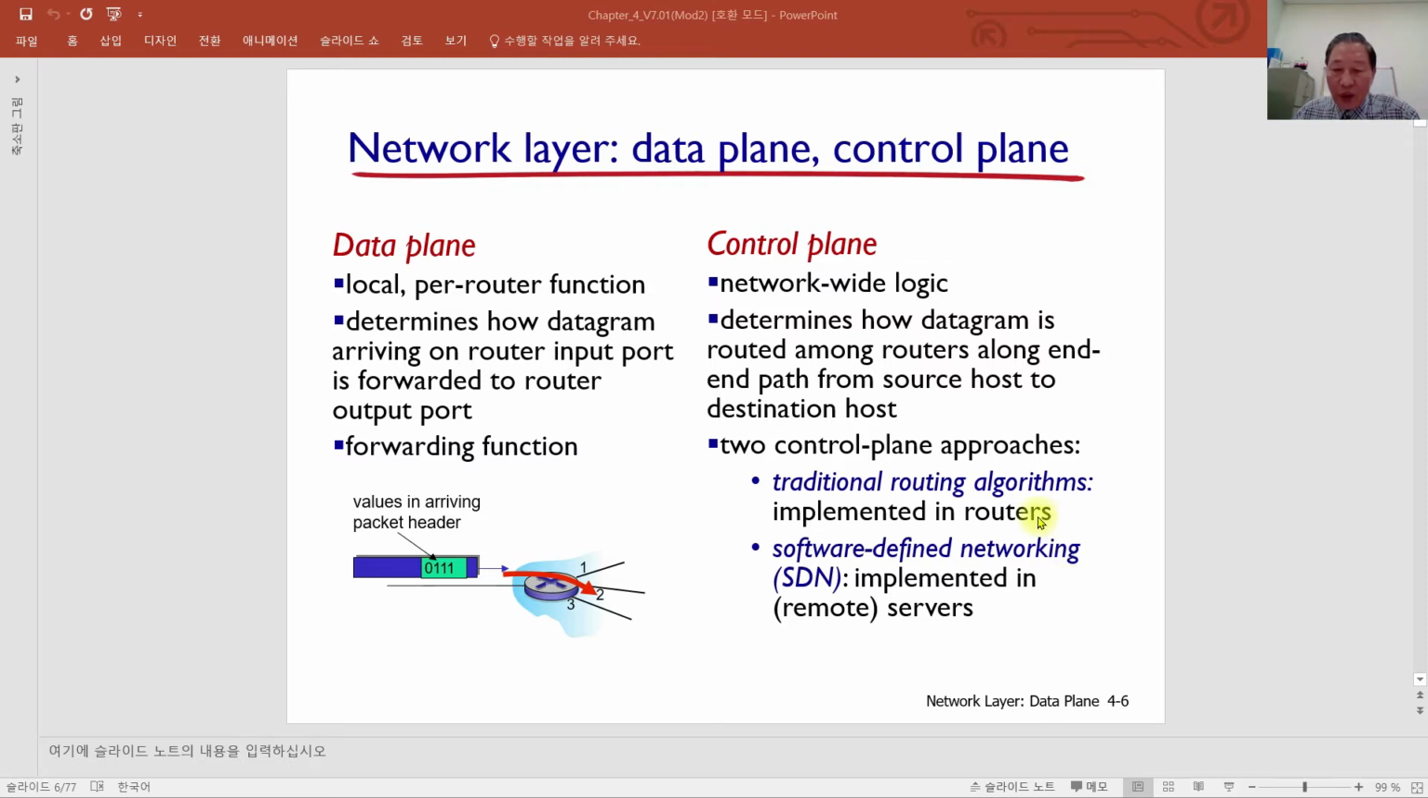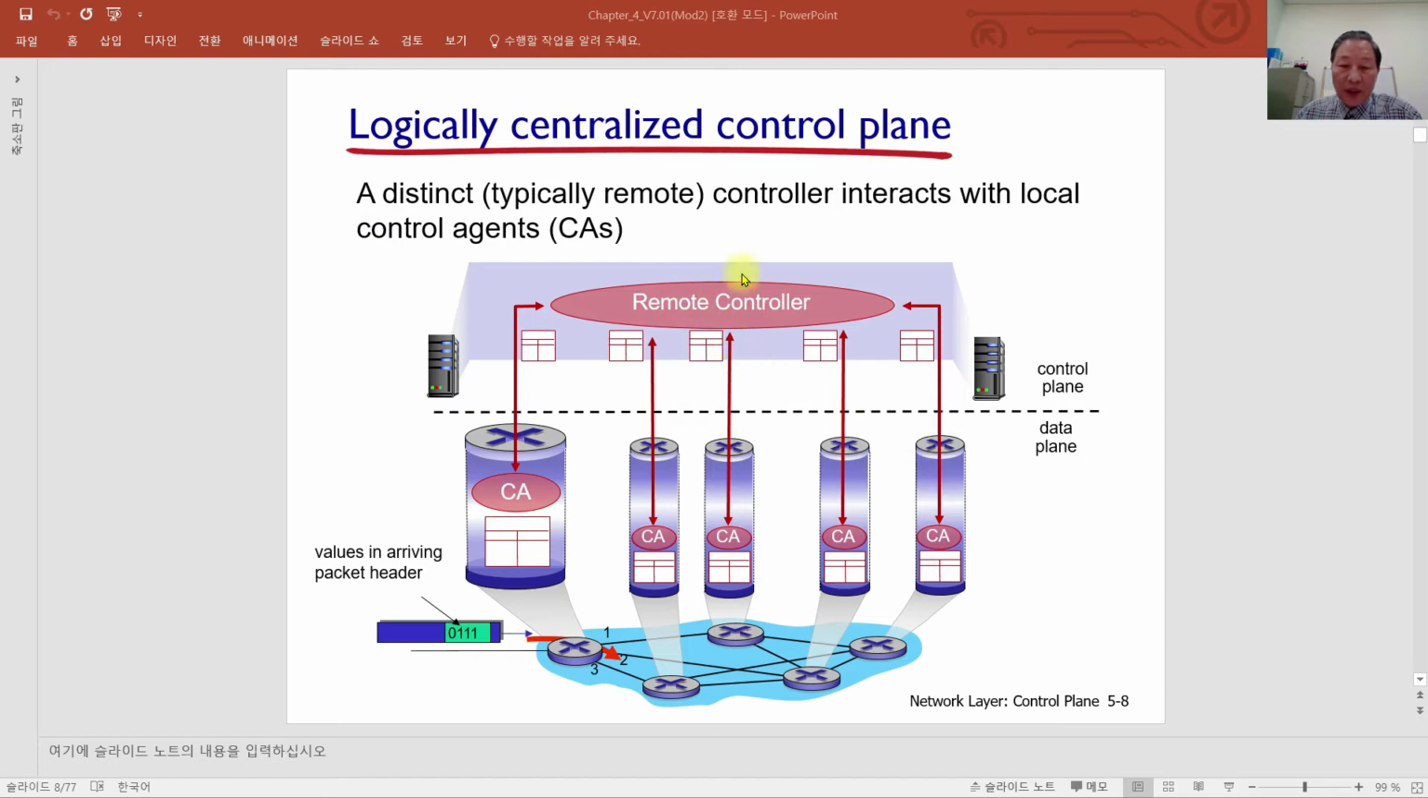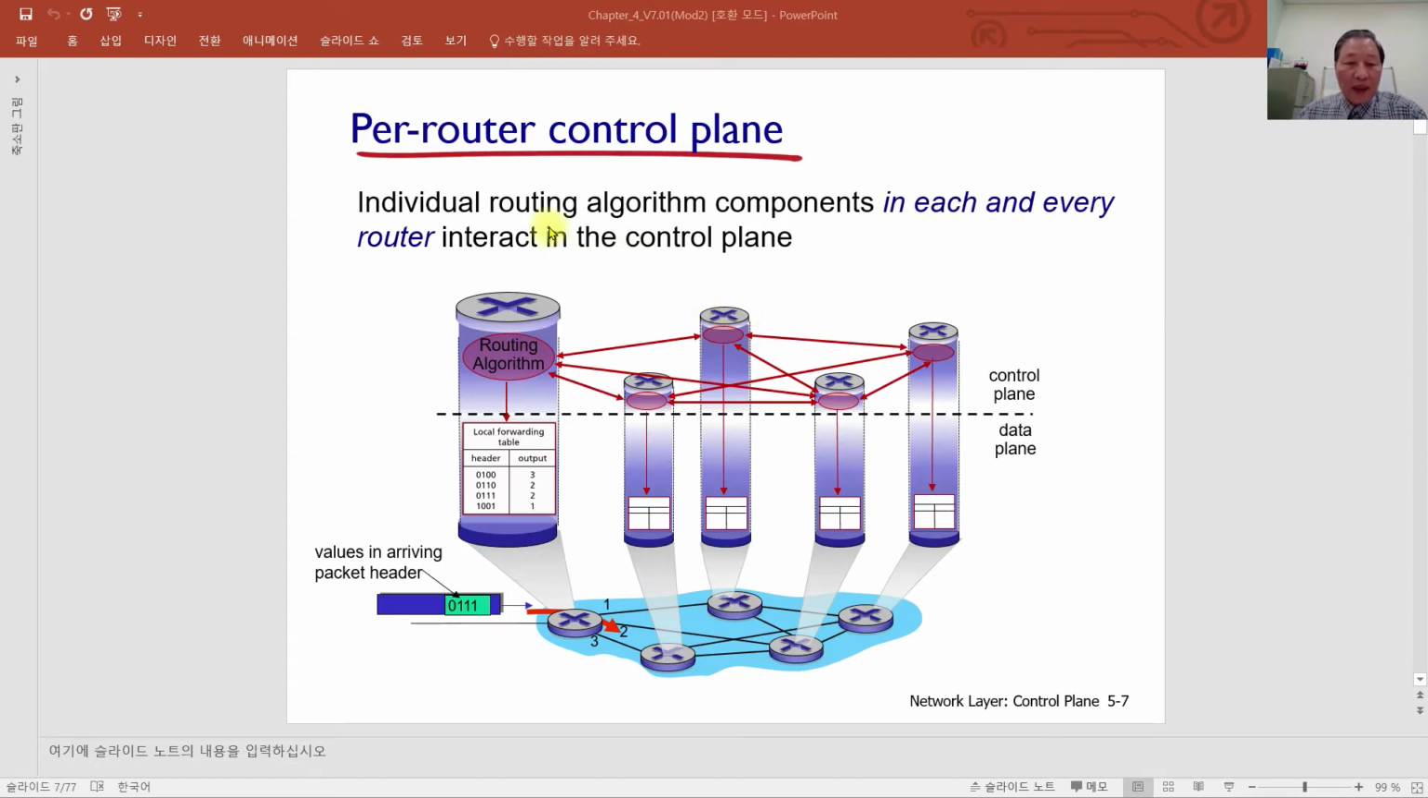We can think two control plane approaches. Traditional one, that is using this traditional routing algorithm, and that algorithm is implemented in routers. But newly introduced concept, that is software-defined network, acronym is SDN. This one is implemented in remote servers, in the centralized server, like this. Okay, not that, later. Let's look at this one first. This one is centralized one, centralized control plane. And we learn this one after this. Let's look at this one.